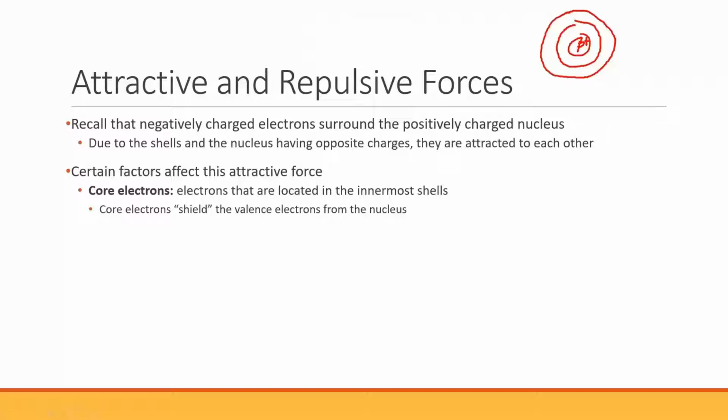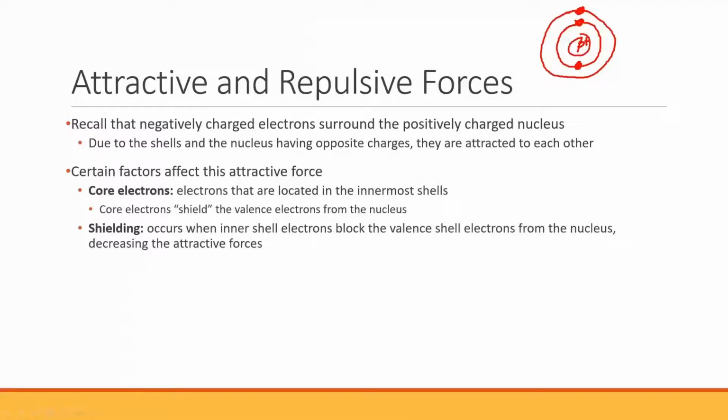So if we were to have this random element here, and let's say, for example, that it had two electrons in this core shell and one electron right here in the valence shell. What essentially these core electrons are doing is shielding this valence shell from the force of the nucleus. So essentially they're making it so this valence electron is slightly less attracted to the nucleus itself. Now this phenomenon is known as shielding.